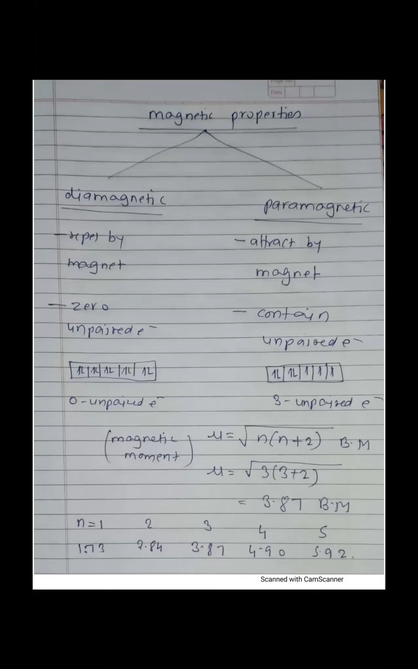Now, second question is scandium plus 1. Now focus, scandium has electronic configuration as 3d1 4s2. I have to remove 1 electron. So I will remove from 4s because that is the outermost shell. I will get 3d1 4s1. There are 2 unpaired electrons. That's why answer would be 2.84.